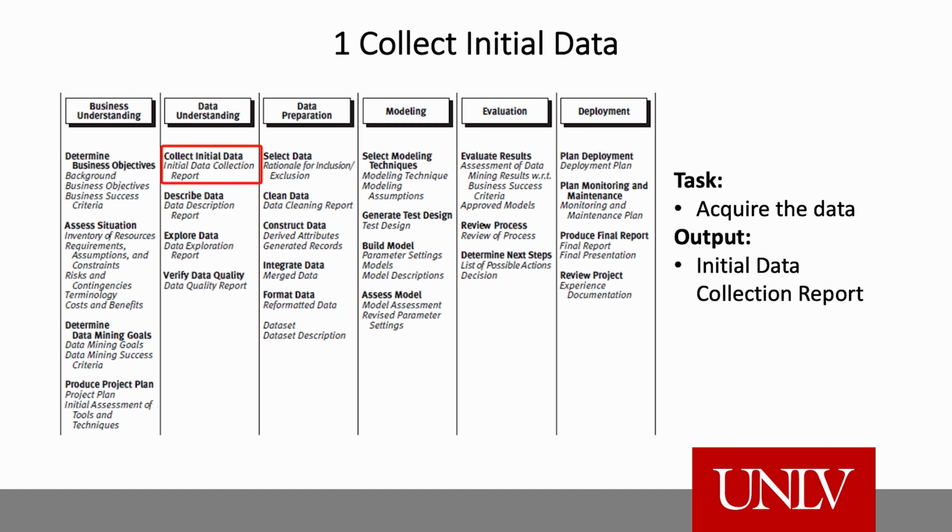The main output of this stage is an initial data collection report. This report must clearly list all datasets obtained, where they are stored, and how they can be accessed. It should also describe any challenges encountered during the collection process and how they were resolved.